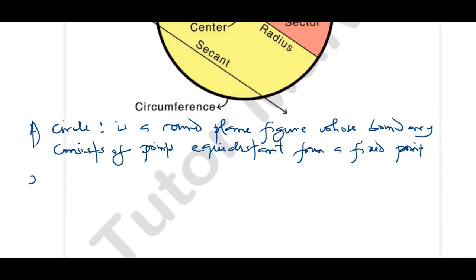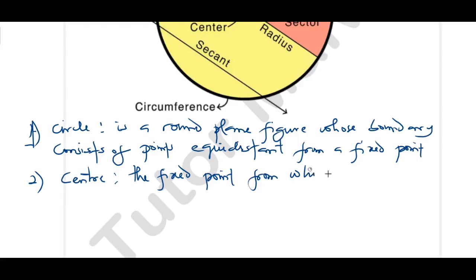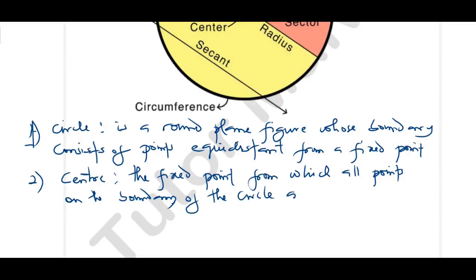So after talking about the circle, let's talk about the center of the circle. That is the fixed point from which all points on the boundary of the circle are equidistant.